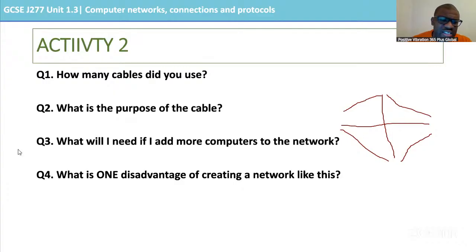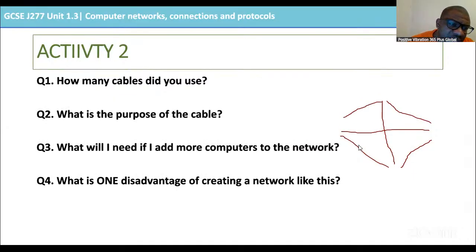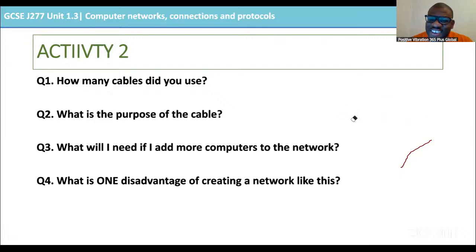I don't know if I can erase this. I can only annotate. There you go. All right, nice. We get the hang of it now. Good.